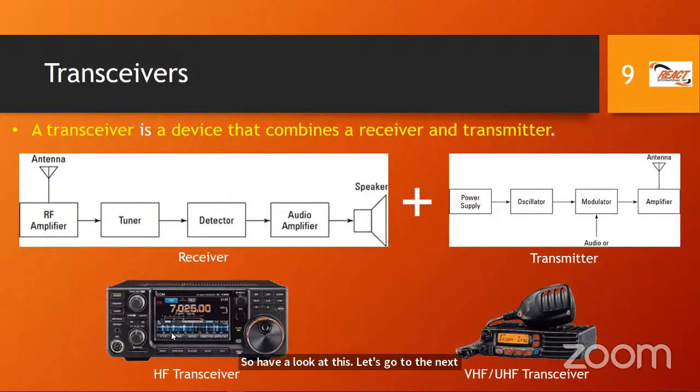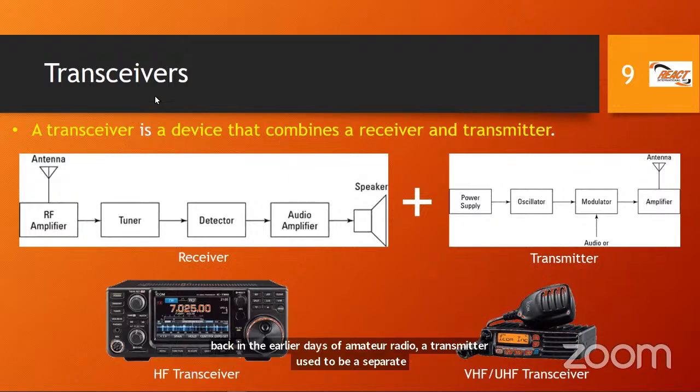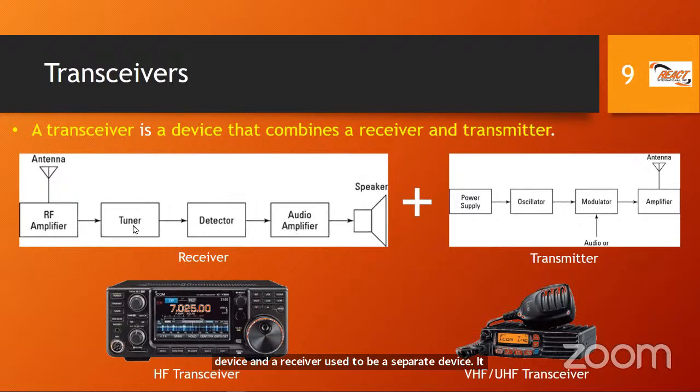Right. So a transceiver is simply a concatenation of two words, transmitter and receiver, right? So it just adds the two words together and leaves out some letters in between. So if it's a transmitter and a receiver, you might ask yourself, well, how come a transceiver? Well, back in the earlier days of amateur radio, a transmitter used to be a separate device and a receiver used to be a separate device. It was not unusual to have them as separate devices.